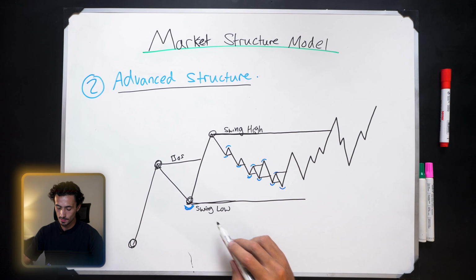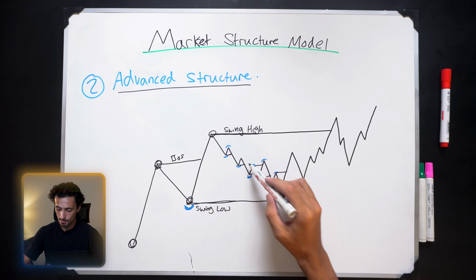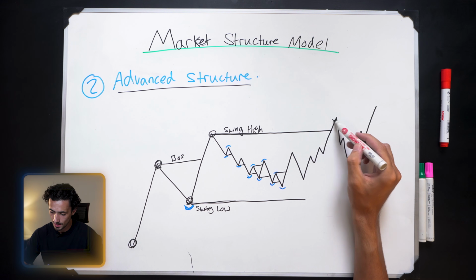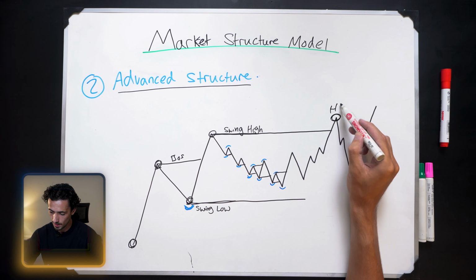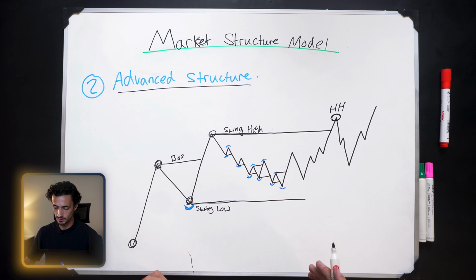And as you can see, right, price goes and puts in the high, we have a pullback, and then we go and put in a new high. And that becomes our higher high. Now we have a new structural range, right?